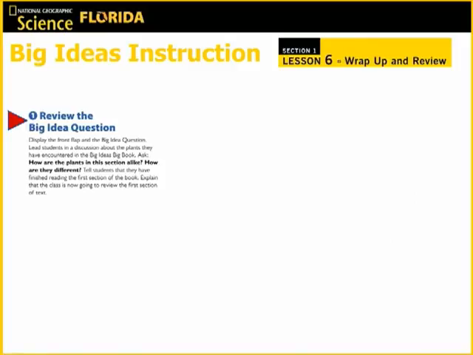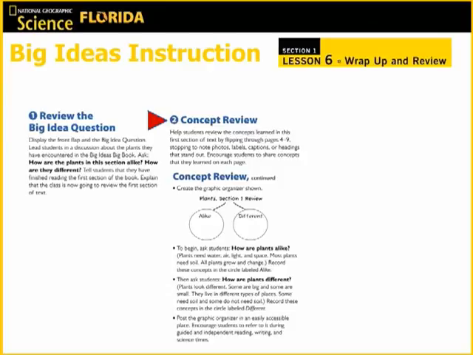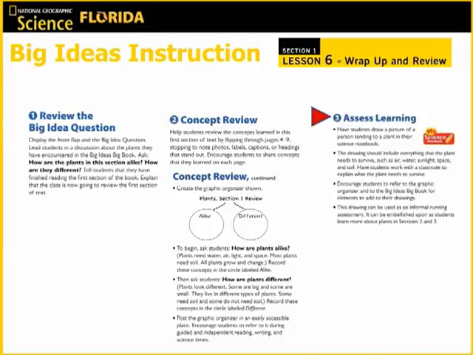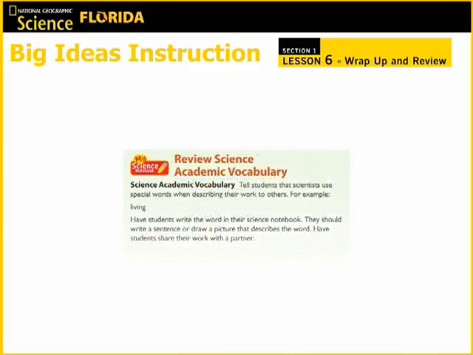At the end of each section, there is a wrap-up and review. This begins with a review of the big idea question. Then you move on to a concept review, which includes any text features or other reading skills they've been working with. And finally, you have the opportunity to assess students' learning. A review of the science vocabulary is also included, and students can track this information in their science notebooks.